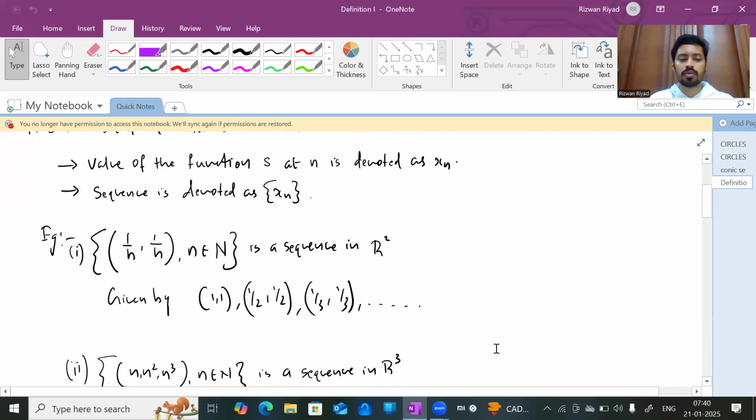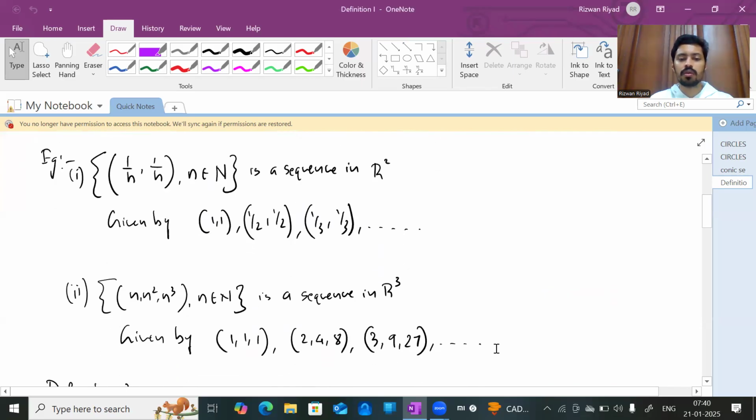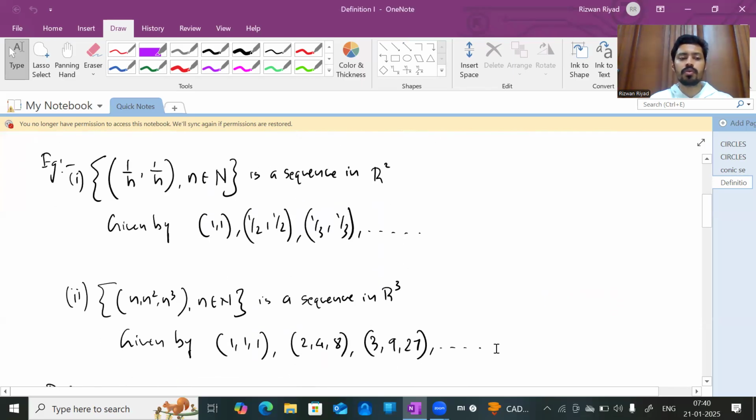Two examples for a sequence you can see here. Look at the first example. You have a sequence (1/n, 1/n), an ordered pair, where n belongs to the natural numbers. This is a sequence in R2, R cross R. What are the elements of the sequence? What are the terms of the sequence?